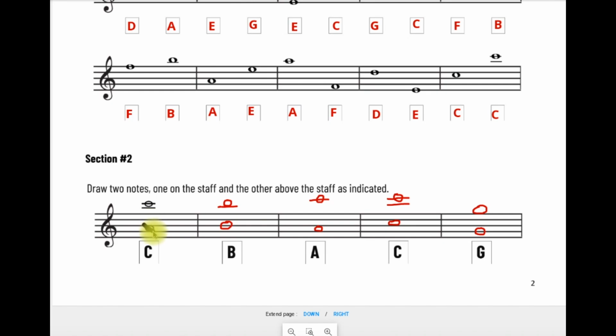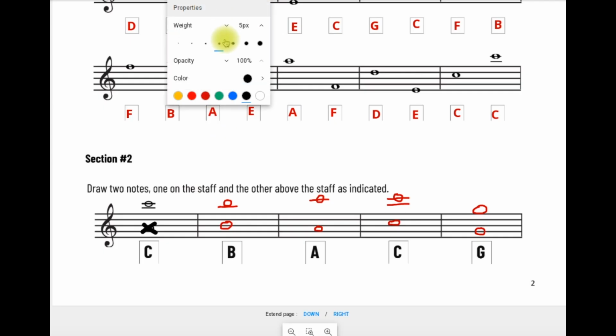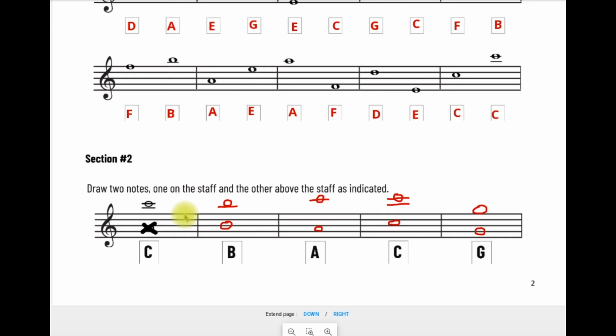So we're going to put an X. And the note should be here. So it should be on the third space C with the two ledger lines for an example notes for our example here for note C.